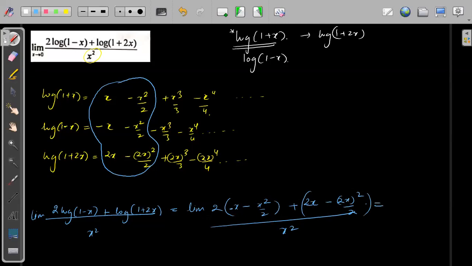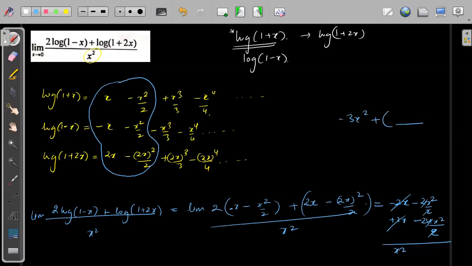So this part will become minus 2x, and this will be minus 2x square by 2. This will be plus 2x. This will be minus of 4x square by 2, divided by x square, right? 2x and minus 2x will get cancelled. This will be minus x square and minus 2, so you will have minus of 3x square.